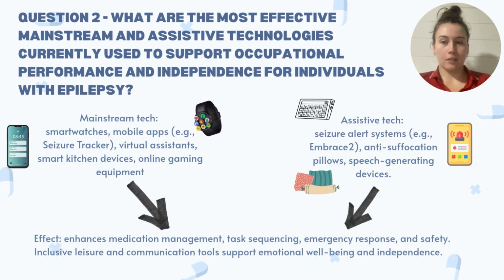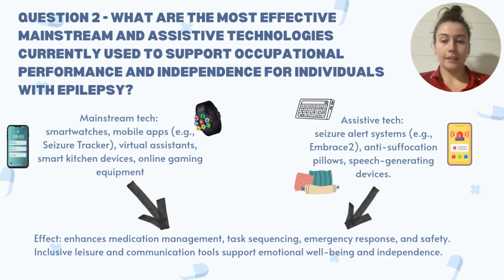The next part of my report outlines a range of technologies that could be used to support people with epilepsy. Mainstream technologies include smartwatches that detect seizures, mobile apps like Seizure Tracker, and virtual assistants like Alexa for daily reminders and also daily routines. Smart plugs and smart cooktops can also prevent injury during seizures, whilst telehealth and cloud based tools can be used to support therapy. Assistive technologies are more specialized. These include seizure alert systems like Embrace 2, anti suffocation pillows for violent seizures, fall detection mats, and speech generating devices.